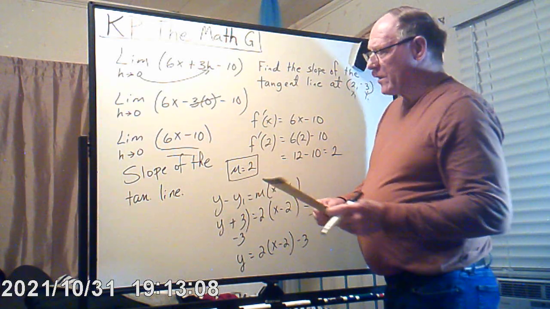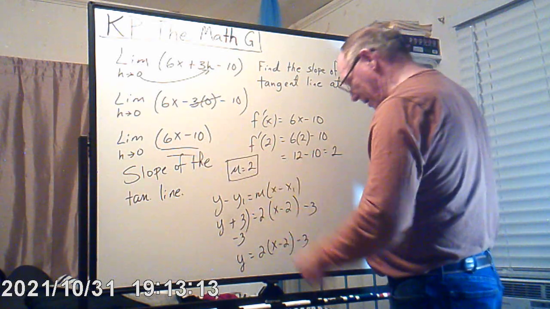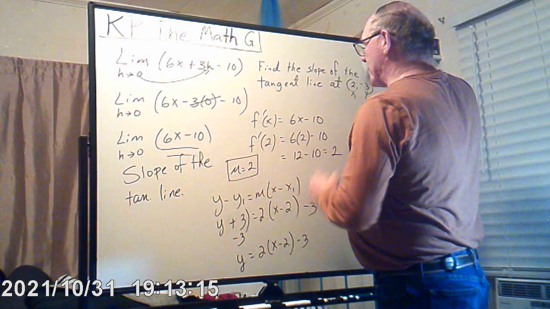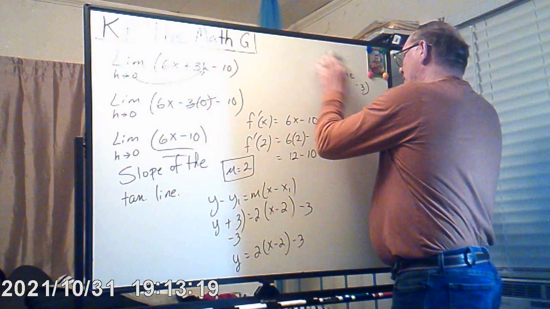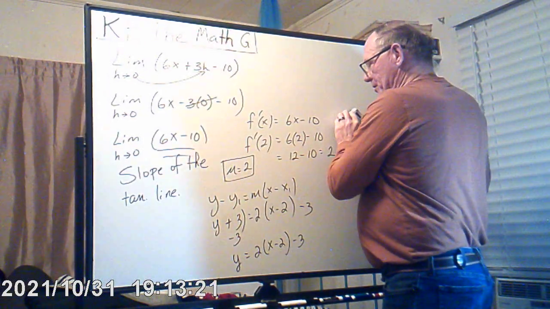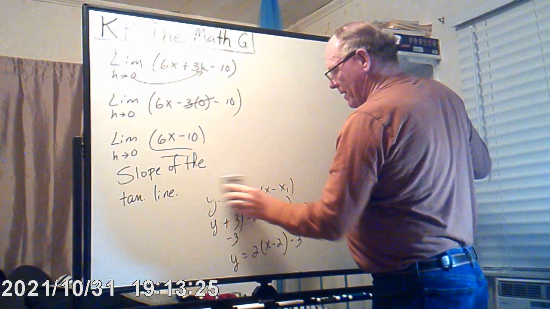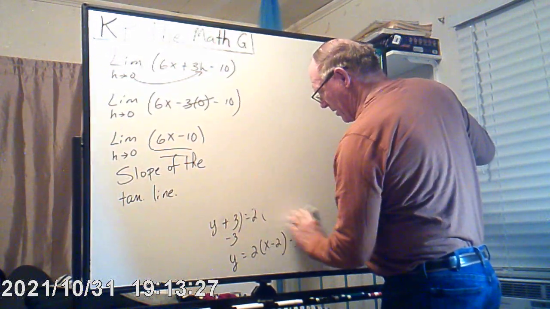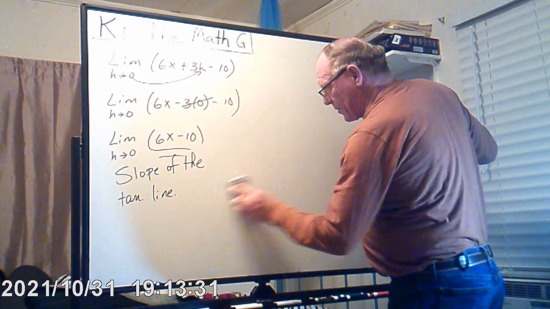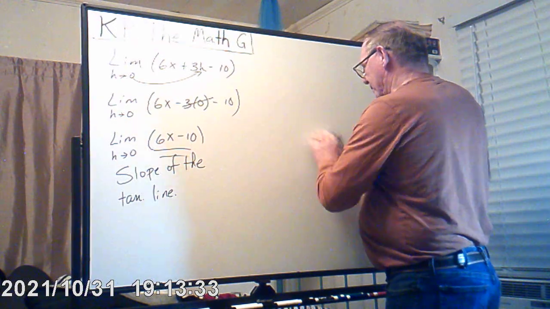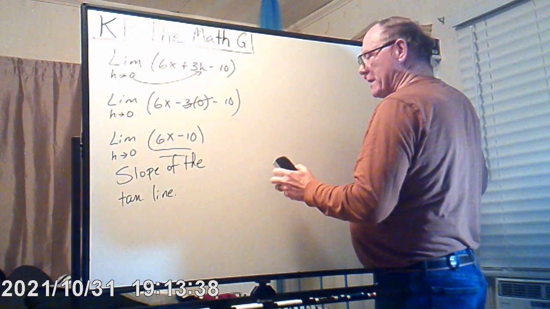Also, there's another thing we want to look at. Let's keep this in mind here. There's so many applications that we could do. We already looked at 2 of them right here. We found the derivative, 6x minus 10. We found the slope at x equals 2. And then we found an equation of the tangent line.